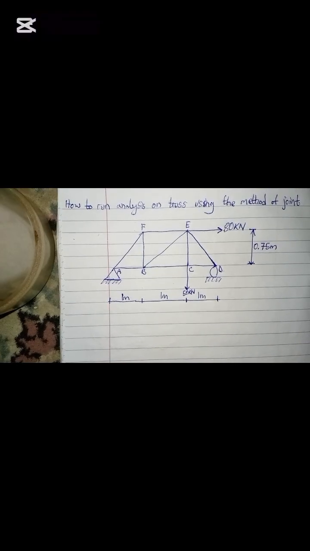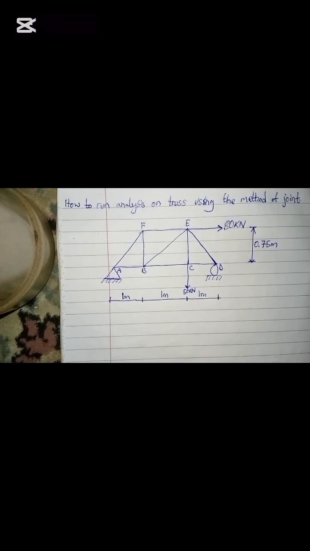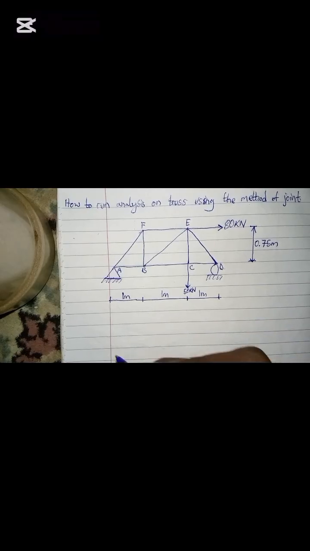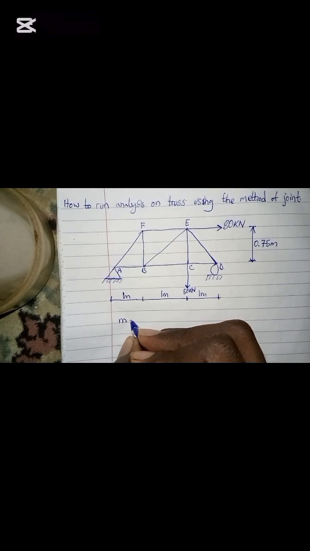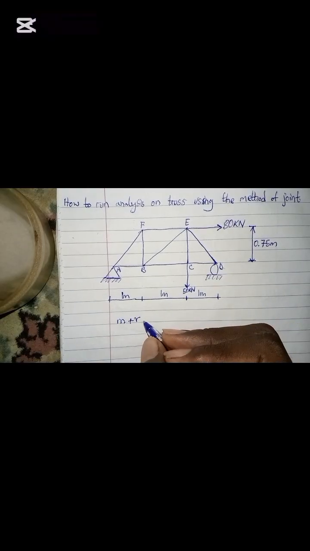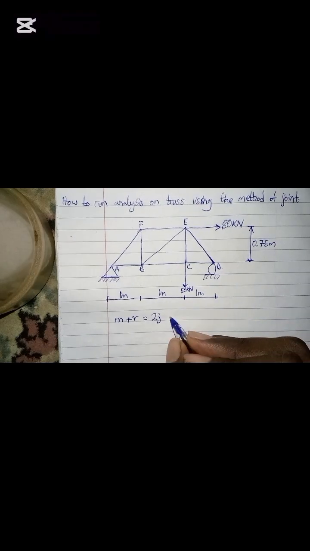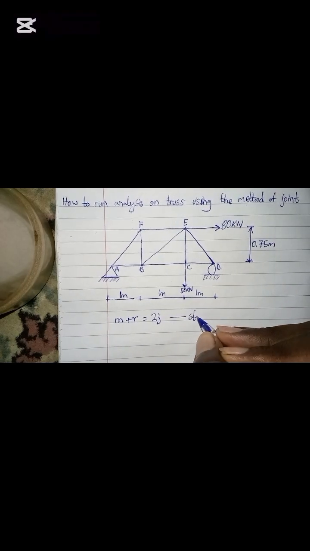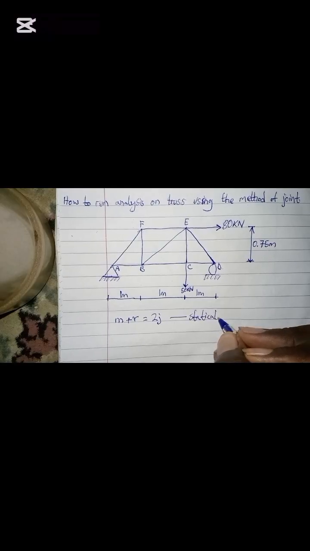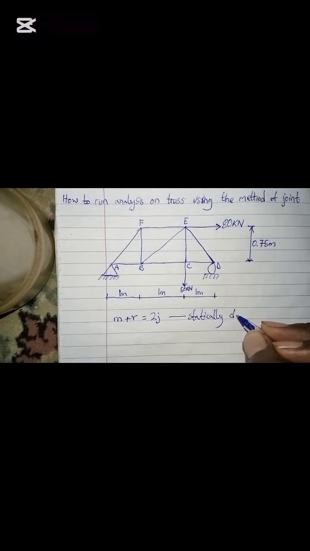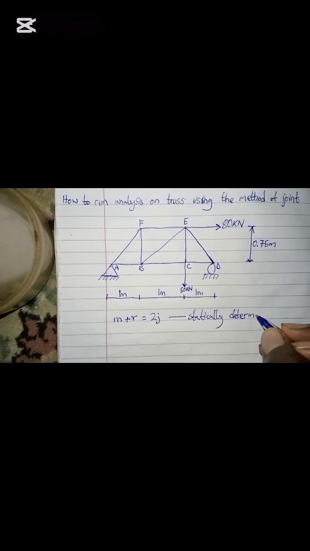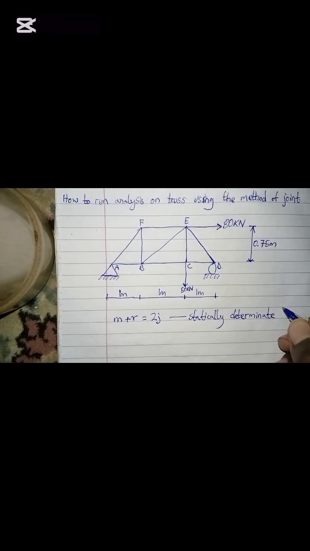So we have to determine whether the structure is a statically determinate, statically indeterminate, or unstable truss. So this is the formula: M plus R equal to 2J is a statically determinate truss.